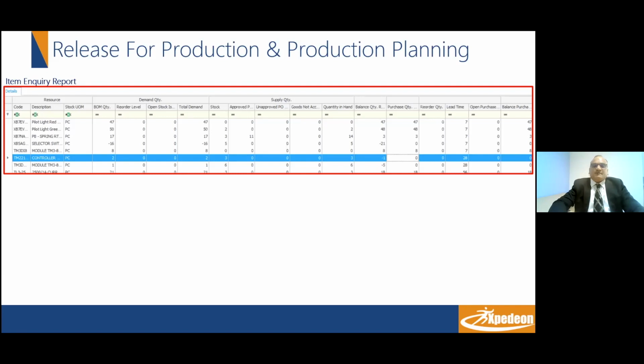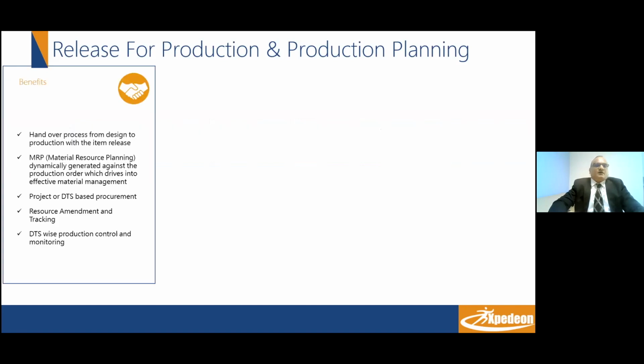Expedient further empowers the procurement team with landed cost concept to ensure that imported items can be imported for the production purpose. Hence, as a benefit, what you get is system-based handover of process from design to production team, and a dynamic process to support the production planning team.